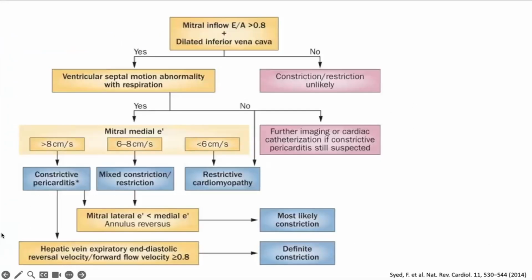This is the same thing, but in a flow chart. So you can see here, on this side, you have septal motion. If medial E prime is more than 8, it suggests constrictive pericarditis, and if you also have another one, you can make a definite diagnosis of constriction.